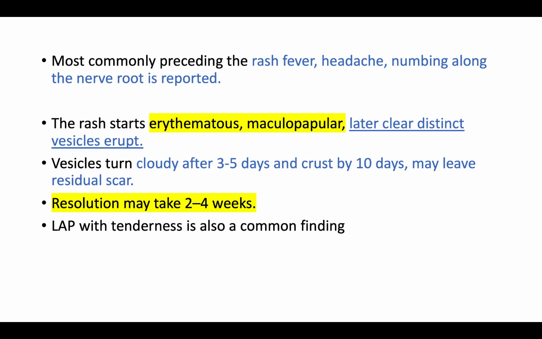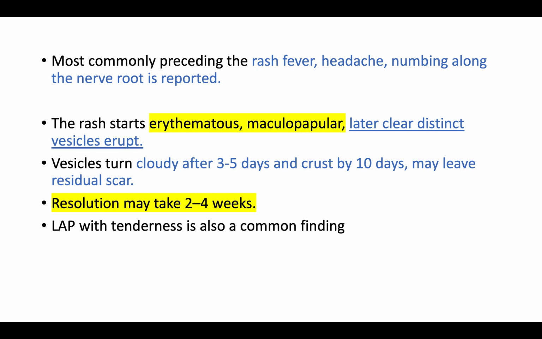Most commonly preceding the rash, fever, headache, and numbness along the nerve root is reported. The rash then becomes erythematous, maculopapular, with no vesicles at first, and later you might see the clear distinct vesicles erupt. Maybe you will see it. Vesicles turn cloudy after 3 to 5 days, so it's very similar to chicken pox, and resolution takes weeks here.